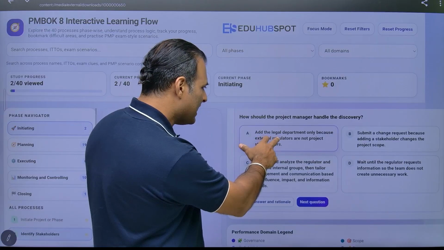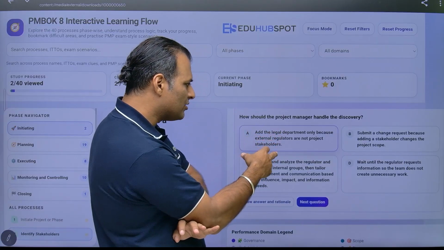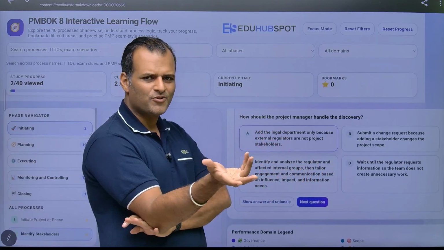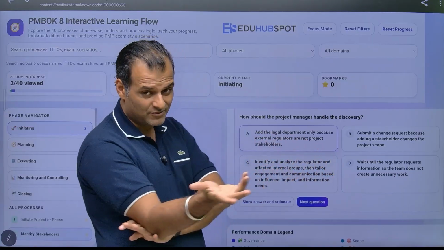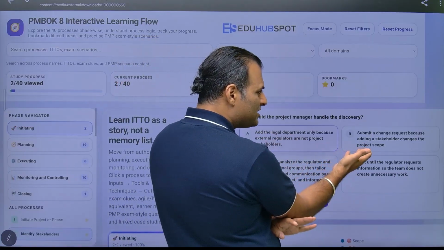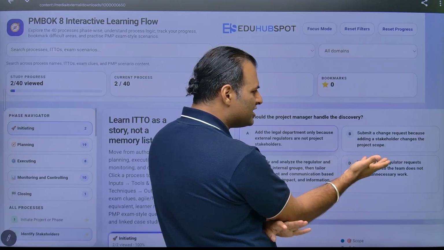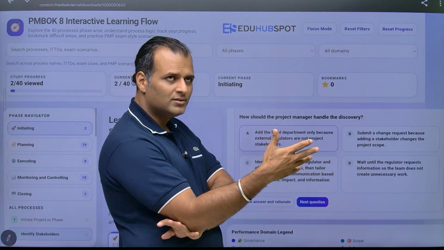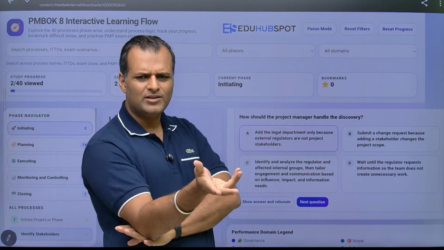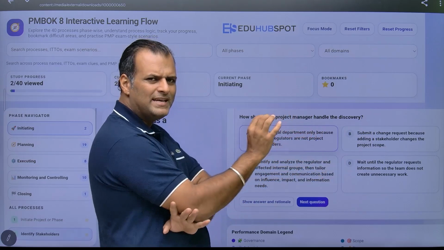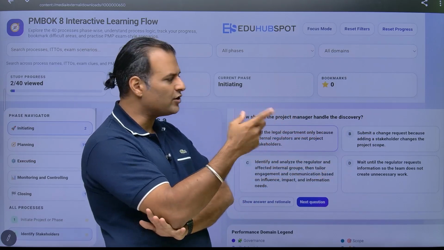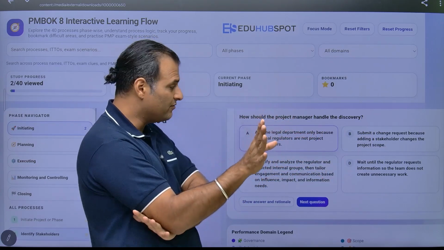Okay. A, add the legal department only because external regulators are not project stakeholders. I don't know from where this information came, so A is definitely not right. B, submit a change request because adding a stakeholder changes the project scope. Not necessarily, it may or may not, right? B is an okay choice as of now. If I don't find a better answer than this, then I'll go with B for now.